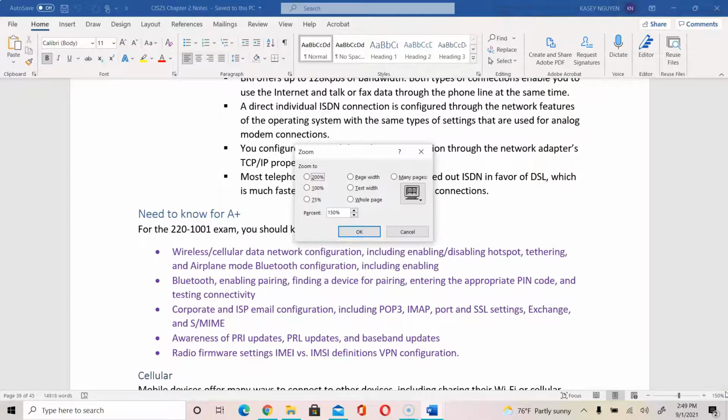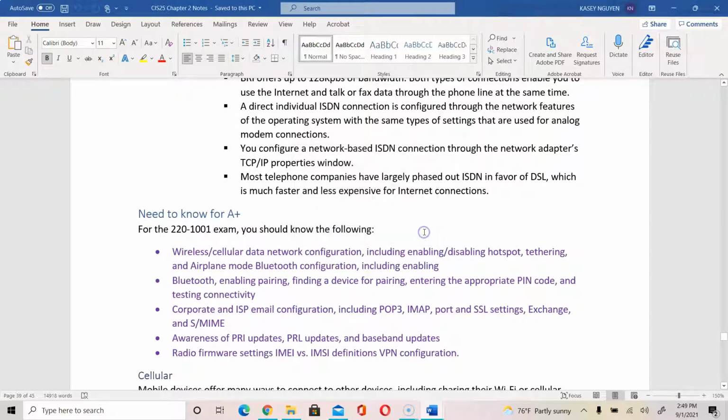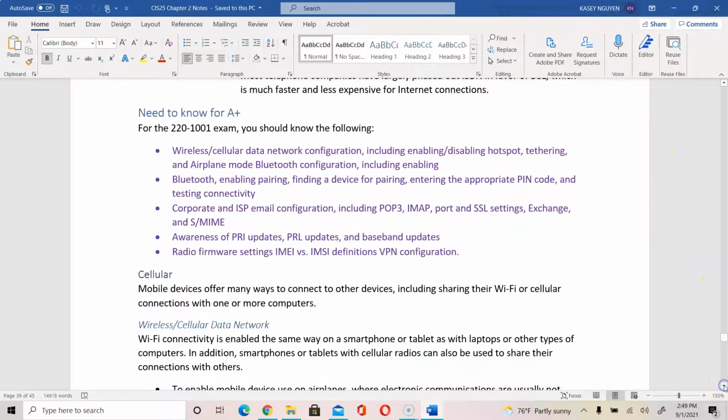So what do you need to know for the A+? You need to know how to configure wireless and data networks. You need to know how to enable Bluetooth pairing. You need to know how to configure internet service provider webmail. You need to know what PRI is and what PRI updates would be, and PRL updates, and then also radio firmware settings, and so on. So your book has a lot of really great reference and steps on how to do that.